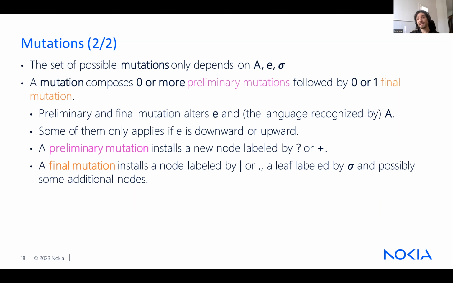The mutation process acts in two steps. First, we apply preliminary mutations. A preliminary mutation will only install a unary node somewhere. It somehow allows the algorithm to bounce. I will show you on drawings later. So we start with these preliminary mutations where we put unary nodes here and there. And there's a final mutation that will install a binary node and a leaf labeled by the character we're consuming.